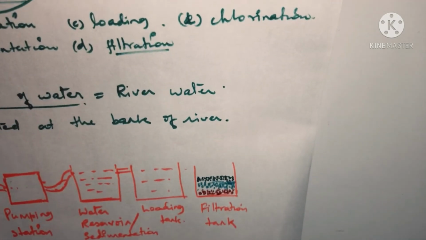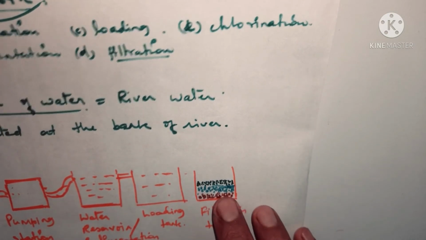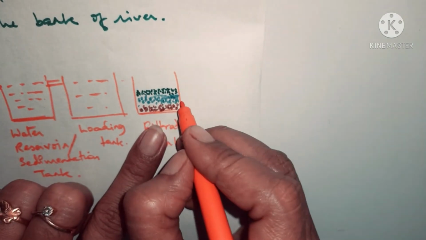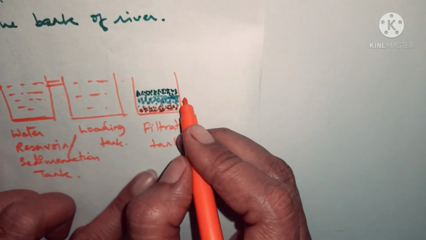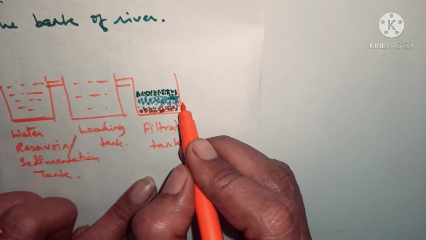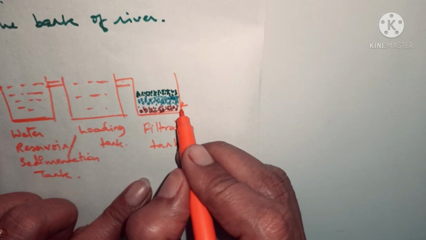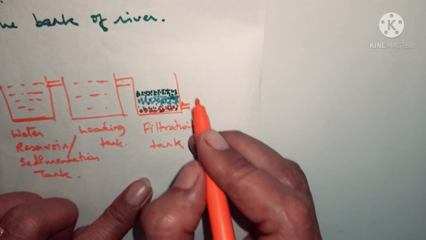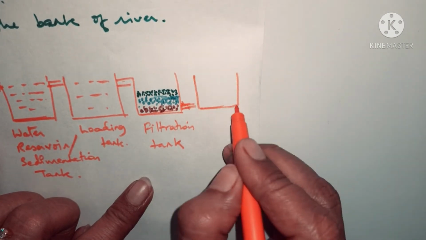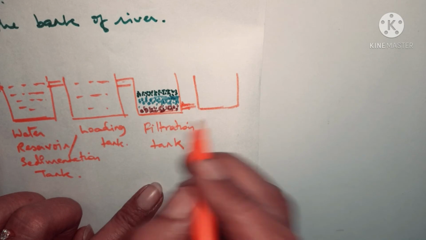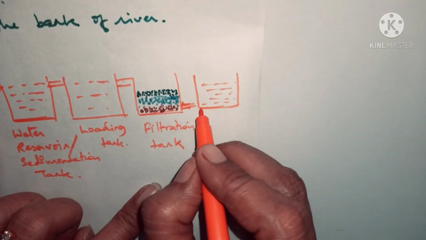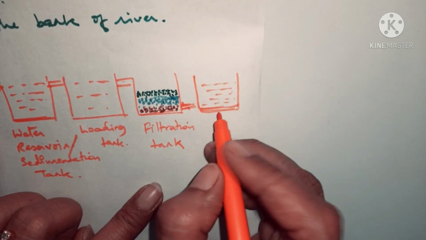And then, after it gets filtered here, it passes through another tank. It is going from here to here, and because it is filtering out of here, from here it will be passed to another tank where you get clean water. This clean water is further chlorinated.